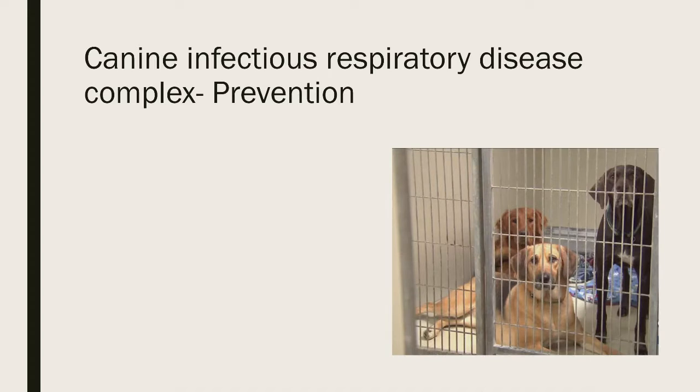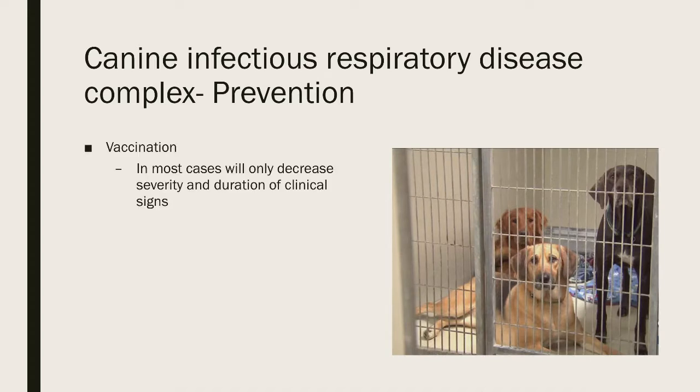All right, so how do we prevent it? In general, we do have vaccinations, so we have kind of intranasal Bordetella combination vaccines that cover Bordetella, adenovirus, and parainfluenza, or maybe it will be a combo of just the two or just solely Bordetella. But in most cases, it doesn't completely prevent the disease. What vaccination for this complex will actually do is potentially decrease the severity or the duration of clinical signs and potentially even decrease shedding.